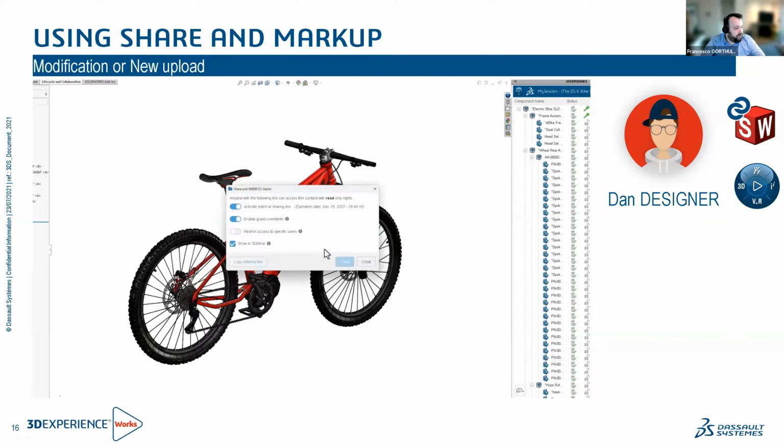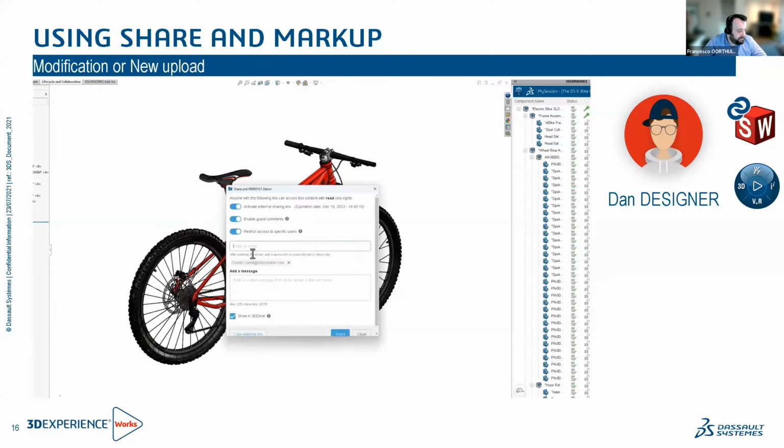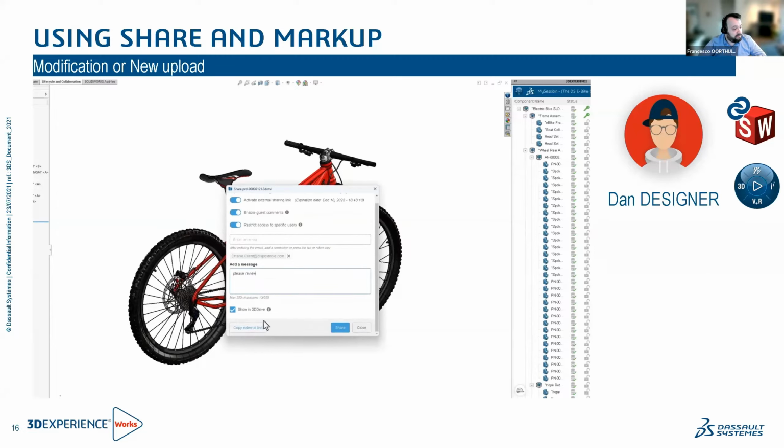So it will upload it. You get this menu. Automatically, the file is shared for 30 days. After the 30 days, this will expire. You have the option to enable guest comments, and that will allow the user to put in comments. You can also turn this one off. And you're able to restrict the access. If you restrict the access, you can add an email. You can add a message if you want: Please review this model. This way, once you share it, you can share that with someone, or you can copy the link. Those are both options you could do.